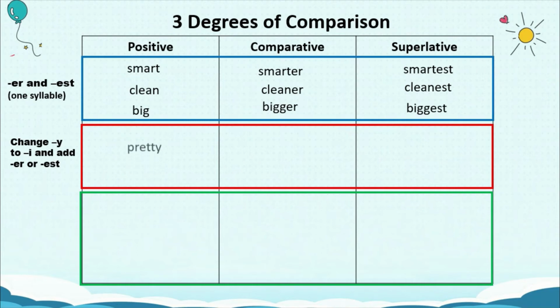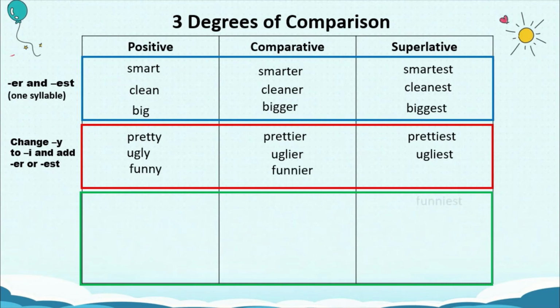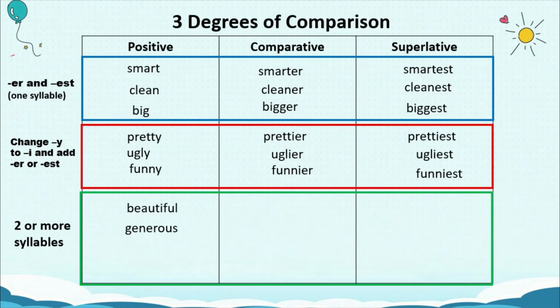The second rule: if a word ends in the letter Y, we change Y to I and add -er in the comparative form and -est in the superlative form. For example, we have the word pretty, prettier, prettiest; ugly, uglier, ugliest; funny, funnier, funniest. Am I right?